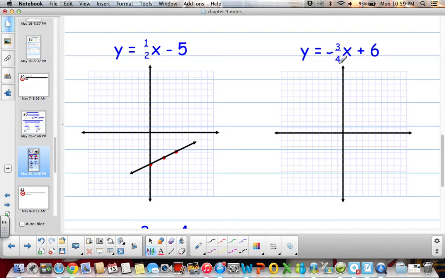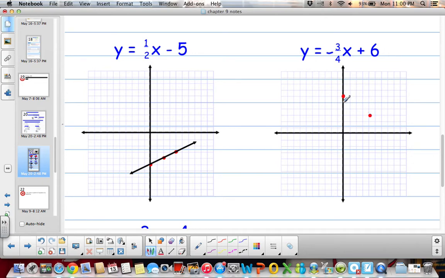Okay, y equals negative 3/4 x plus 6. So our y-intercept, 1, 2, 3, 4, 5, 6. And our slope is negative 3/4. So that tells us that we're going to go down 3 over 4. 1, 2, 3, 1, 2, 3, 4.